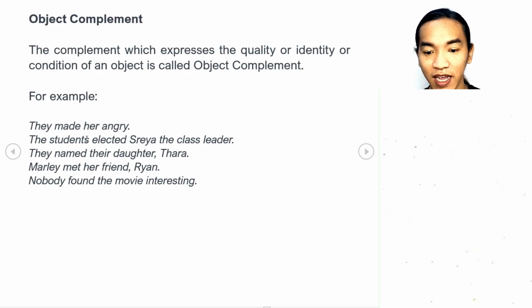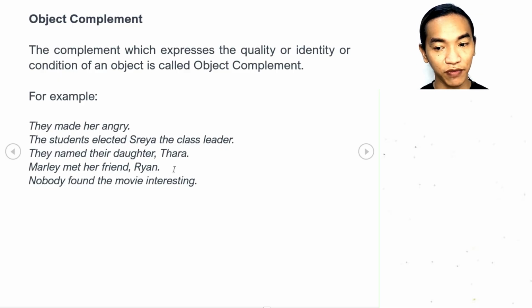Now, the students elected Shreya the class leader. Who's the class leader? It's Shreya. So it's an object complement. They named their daughter Tara. Marley met her friend Ryan. Nobody found the movie interesting. What is interesting? It's the movie, right? So in this case, interesting is an object complement.